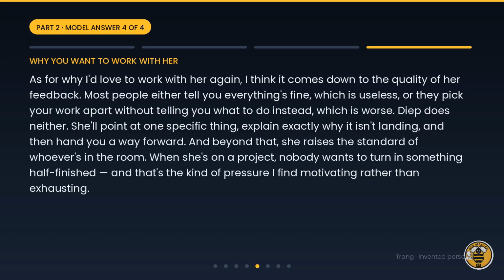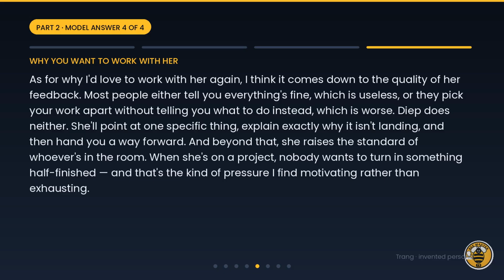As for why I'd love to work with her again, I think it comes down to the quality of her feedback. Most people either tell you everything's fine, which is useless, or they pick your work apart without telling you what to do instead, which is worse. Deep does neither. She'll point at one specific thing, explain exactly why it isn't landing, and then hand you a way forward.